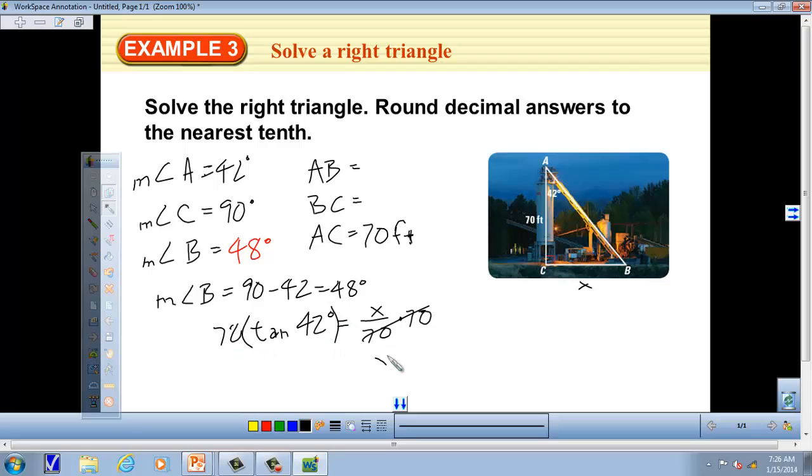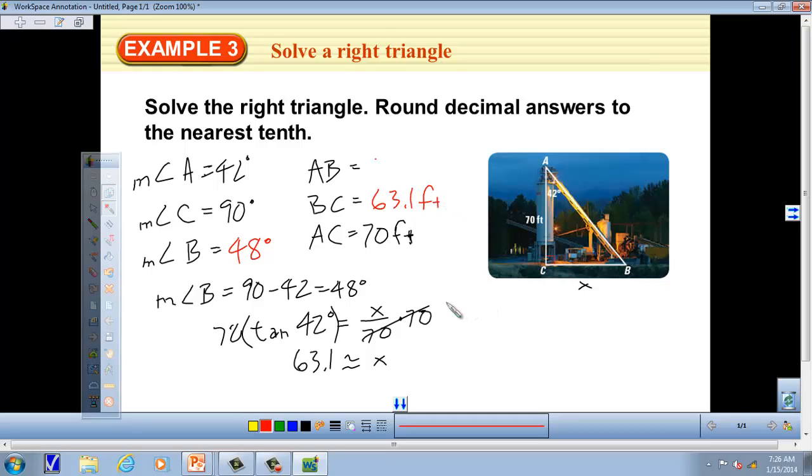The 70s cancel, and we get x is equal to what this is. Remember, we're rounding to the nearest tenth here. So I'll need my calculator. We're going to do 70 times tangent of 42. And we get 63.1. So for BC, it's 63.1 feet.